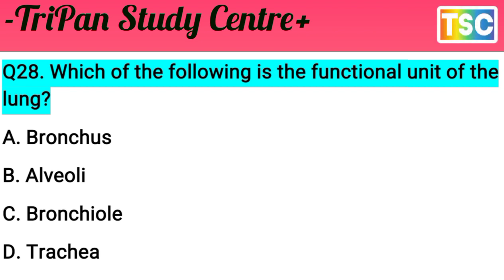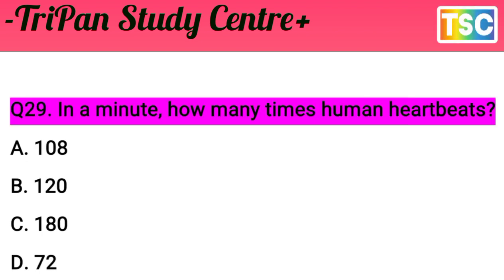Let's see the next question. Next question on your screen. In a minute, how many times does the human heart beat? Option A, 108 times. B, 120 times. C, 180 times. D, 72 times.